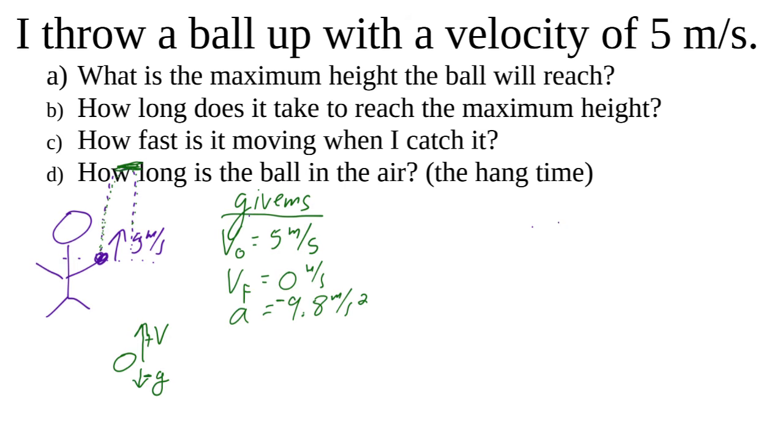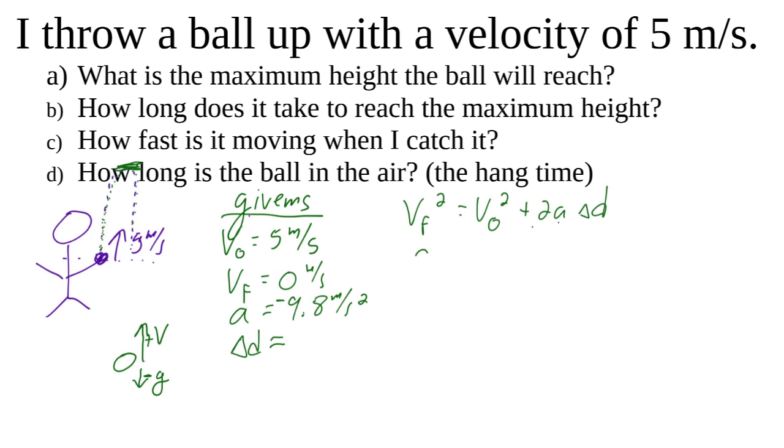The first question says, what is the maximum height? So we're looking for the height at the top. I'm going to refer to this as the displacement, or delta D here. Then we look through our list of equations and try to find which one is going to work for us to solve this problem. So I'm going to choose this one: VF squared equals VO squared plus 2A delta D. Then we'll just go ahead and solve.